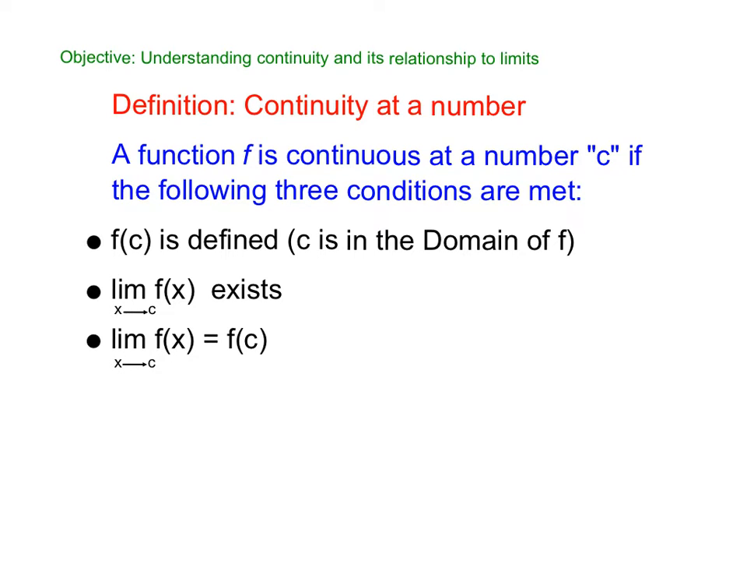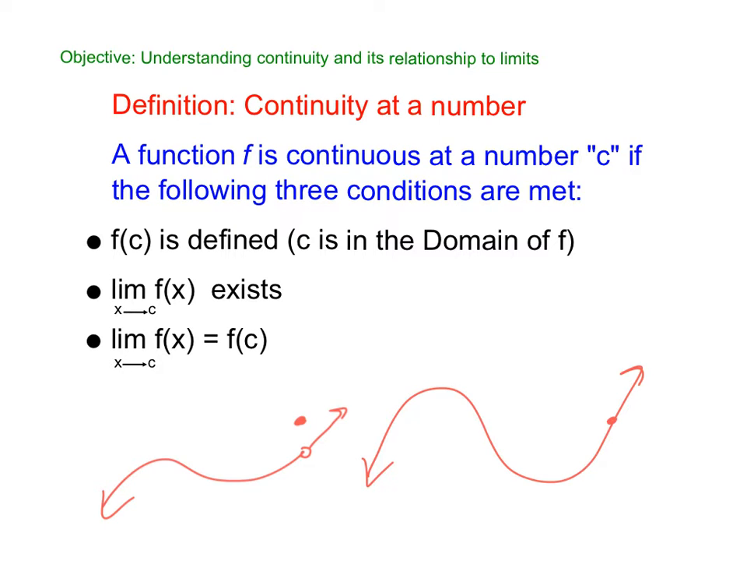So for example, if you think about a polynomial, a nice smooth curve, no matter where you pick, the domain exists. The limit exists, and the limit is always the function value, right? There's no holes. We don't have something like that. In this case, the limit exists, however, it does not equal the function value. We want the limit and the function value to be the same.